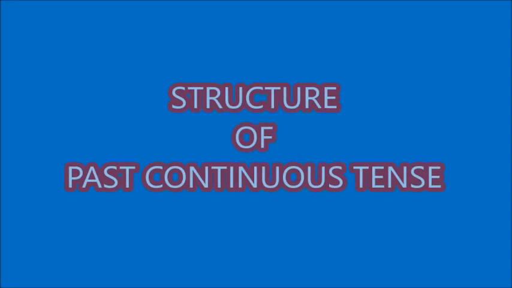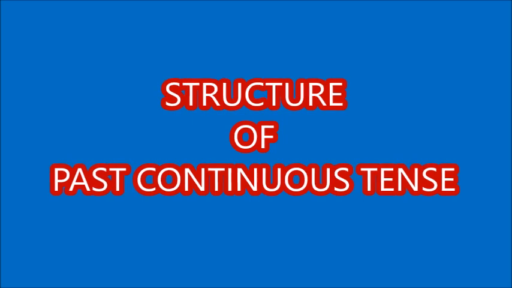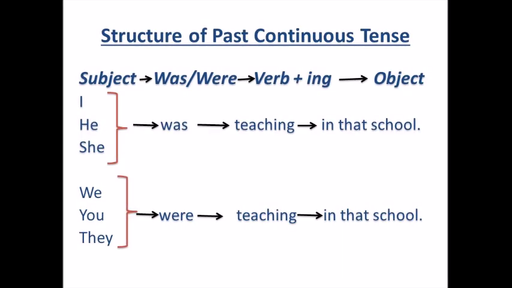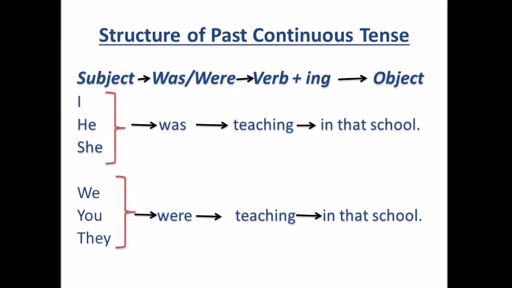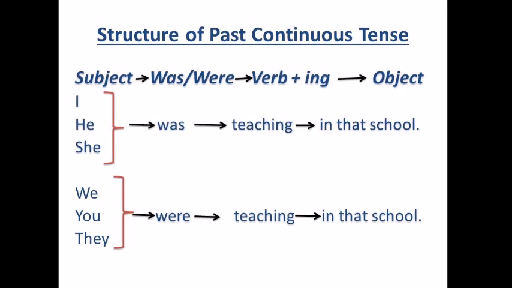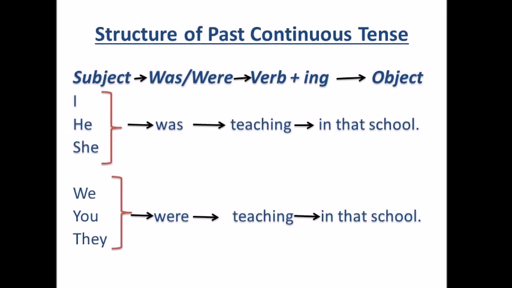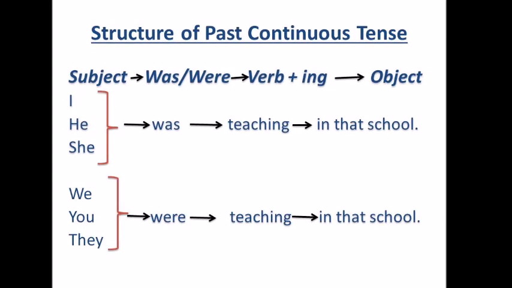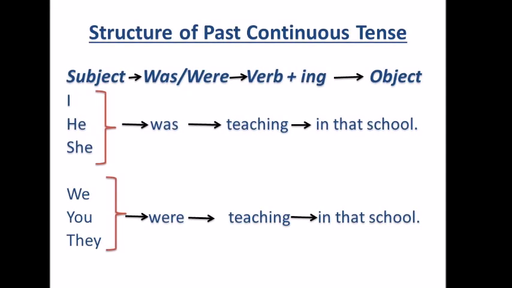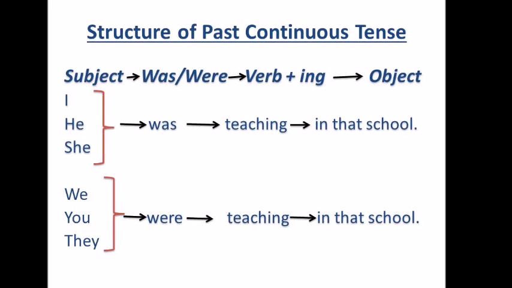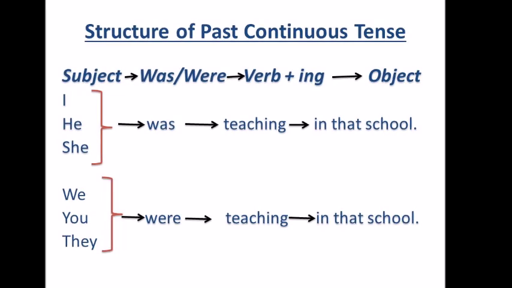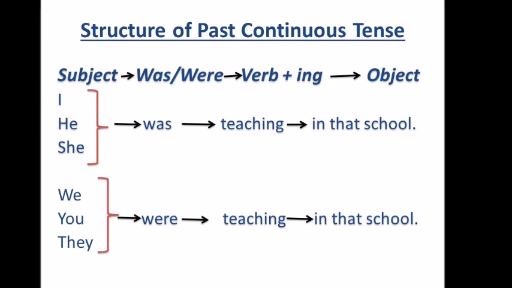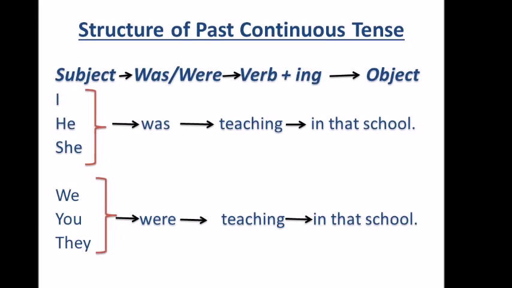Let's have a look on the structure of past continuous tense now. In past continuous tense, we have a helping verb right after the subject, which is past form of verb be, was or were. Then comes first form of main verb with ing, and after the main verb comes object.